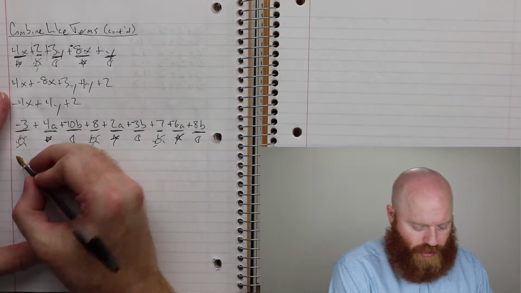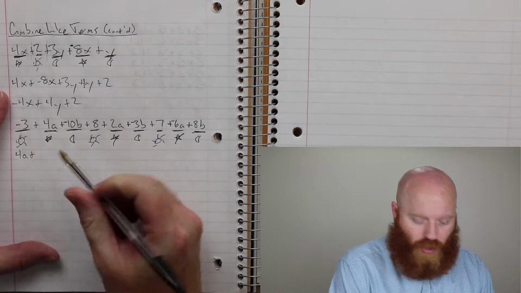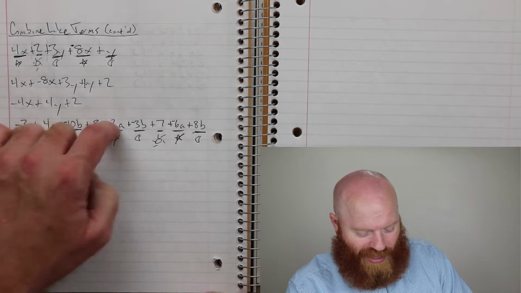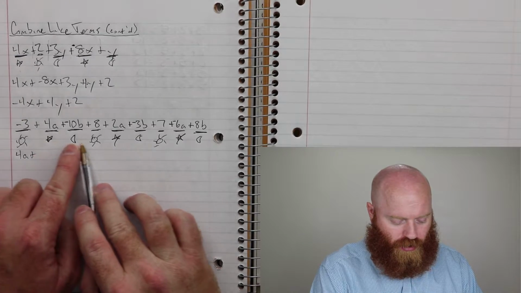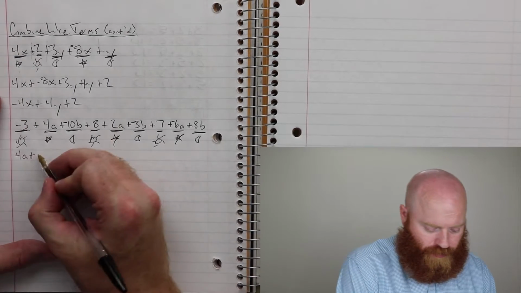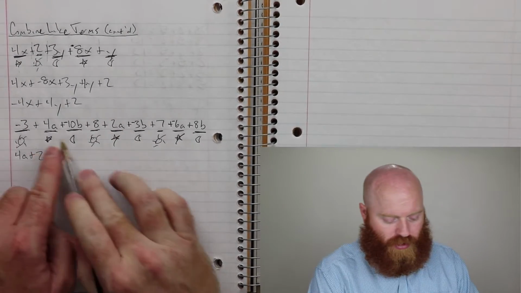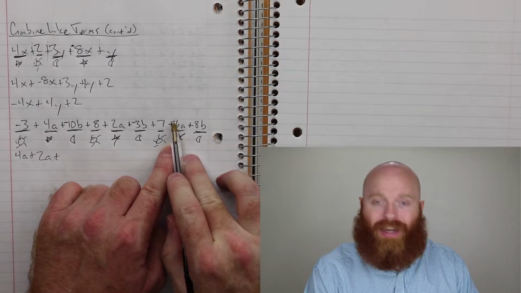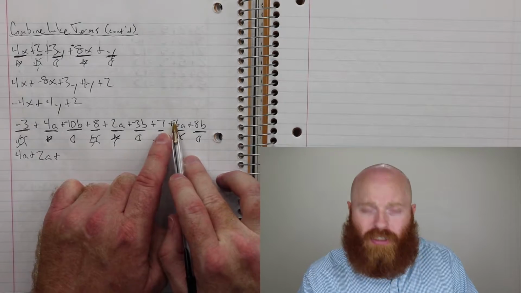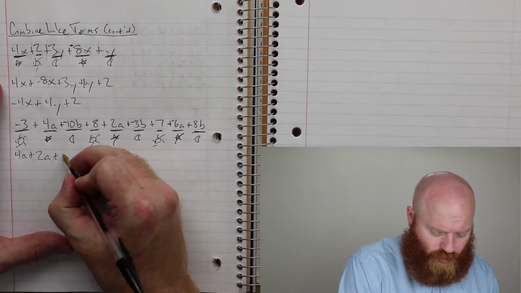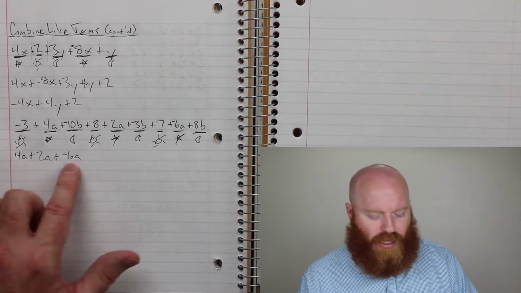Okay, so 4a, that's my first term. 4a, bring down a plus. Always bring down a plus. Okay, 4a, that's a star. Keep going, star. Plus 2a. Bring down a plus. Star, star, star. Negative 6a. Please don't bring down a 6a, because this is not 6a. It is negative 6a. So I'm going to put negative 6a. Those are my three a terms.